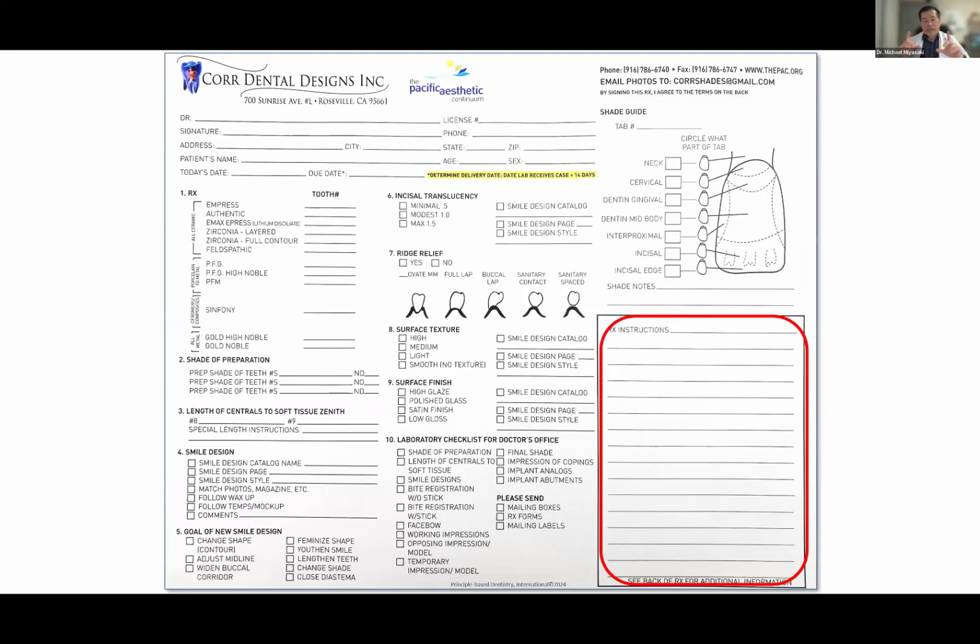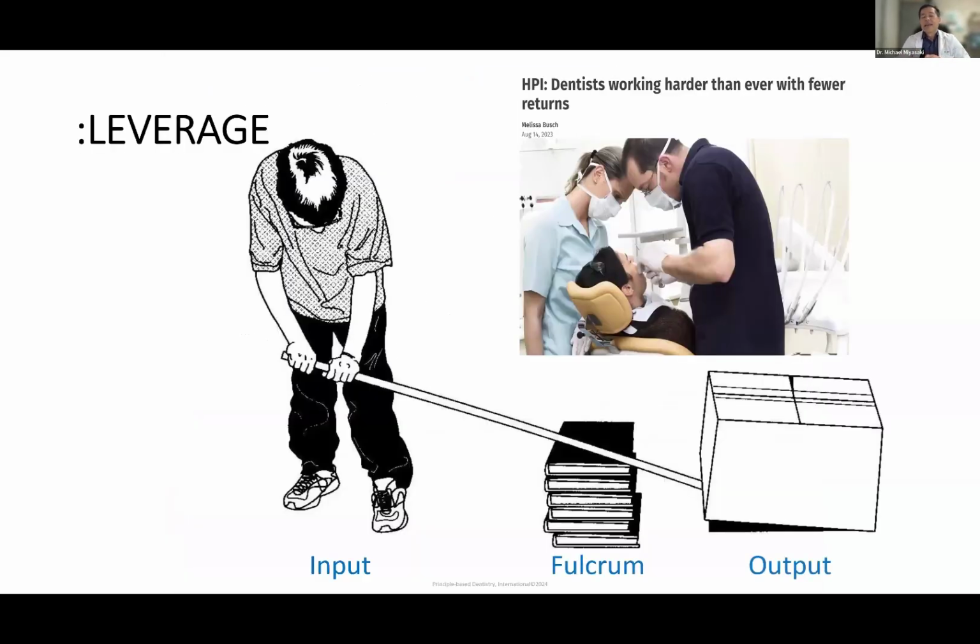I usually write down, because I'll take photos, that I'm going to send them the photos of the case. I'm going to email it over to the lab. And then the last thing I write in there is thank you very much, because the technicians and I are working on this case as a team. So I'm very appreciative of the attention they're going to give this case.